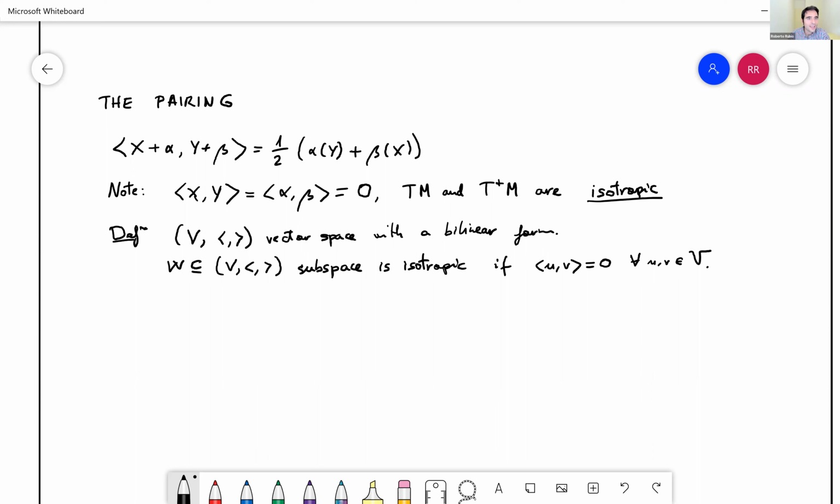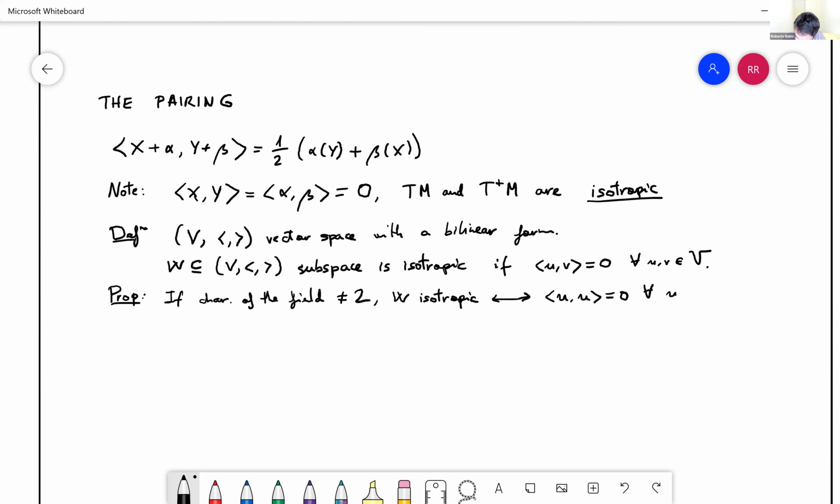Okay, so this is an isotropic subspace. It happens when I have these pairings that are not necessarily positive definite. And there is something good about isotropy: when the characteristic of the field, a vector space over a field, of course, and in this course it's just real and complex, is different than 2, then a subspace is isotropic if and only if the pairing of u with u is 0 for all u in W.